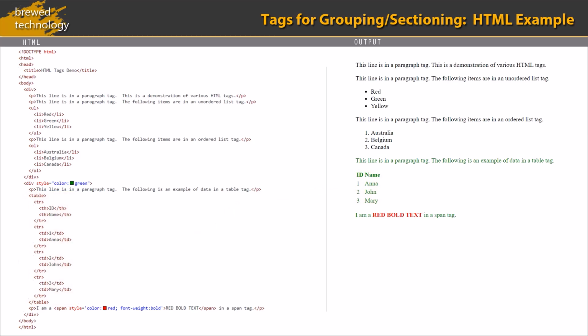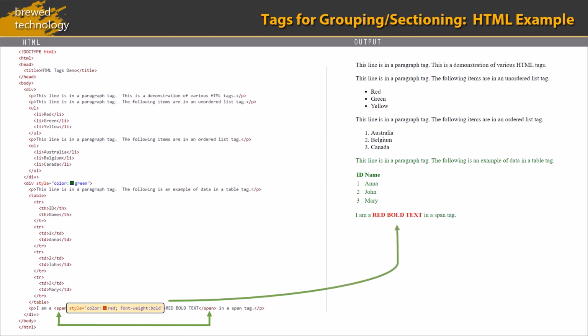And lastly, one of the basic tags we learned in grouping and sectioning is the span tag. A span tag is used to apply styles or target specific parts of text within a larger block of content. Here in our example, we used a span tag to apply red color and bold font to some parts of text within the paragraph element. In the output, we can see that the text within the span tag is in bold font and red color.